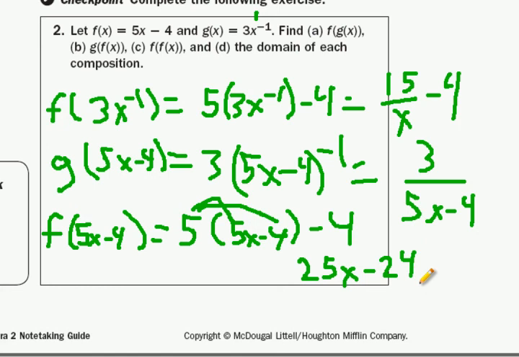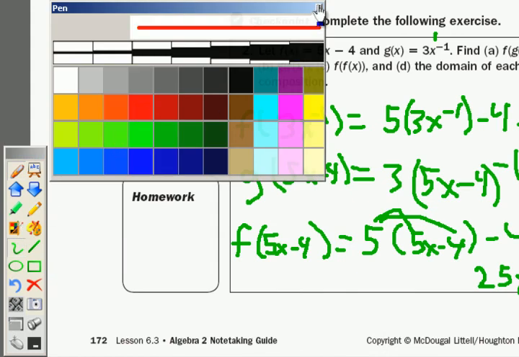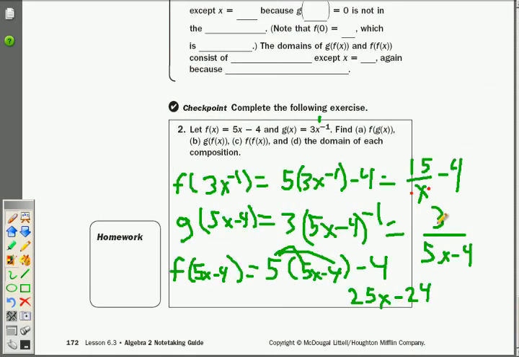All right. So when I look at my answers, I look at domains. What's going to give me problems here? Well, here I would have a problem if x was 0 right here. That would be a problem for me. Here I would have a problem if x was 4/5. That would be a problem. Here I wouldn't have a problem. On the original equations, the domain of g cannot be 0. So I can't have 0 for g. I could have anything else. And f, I have no restrictions.